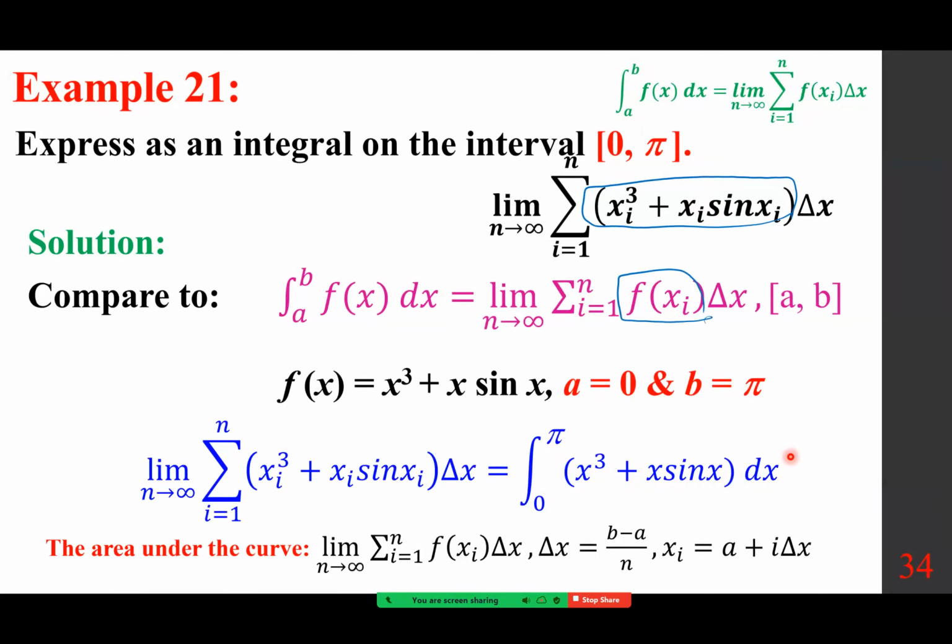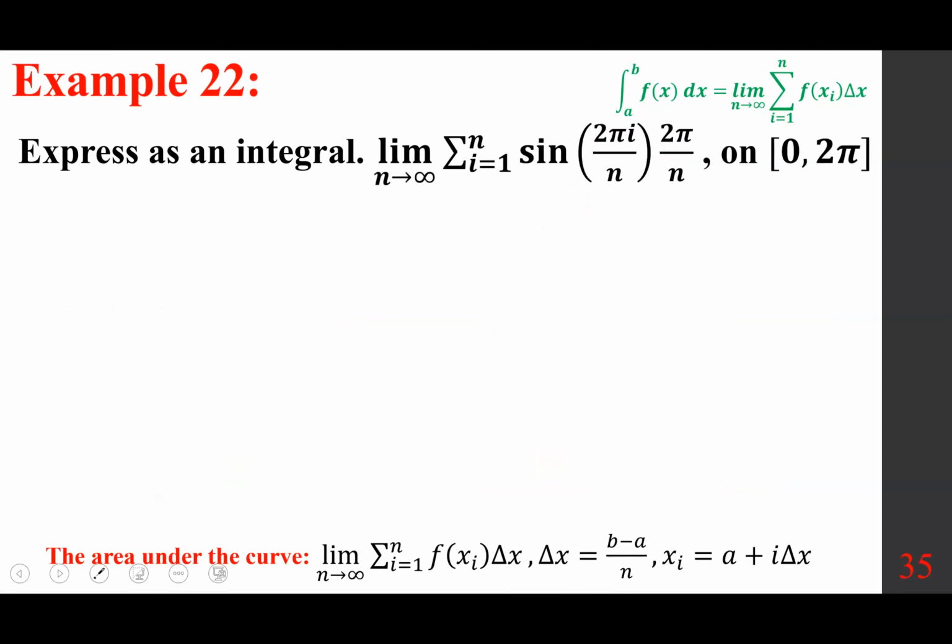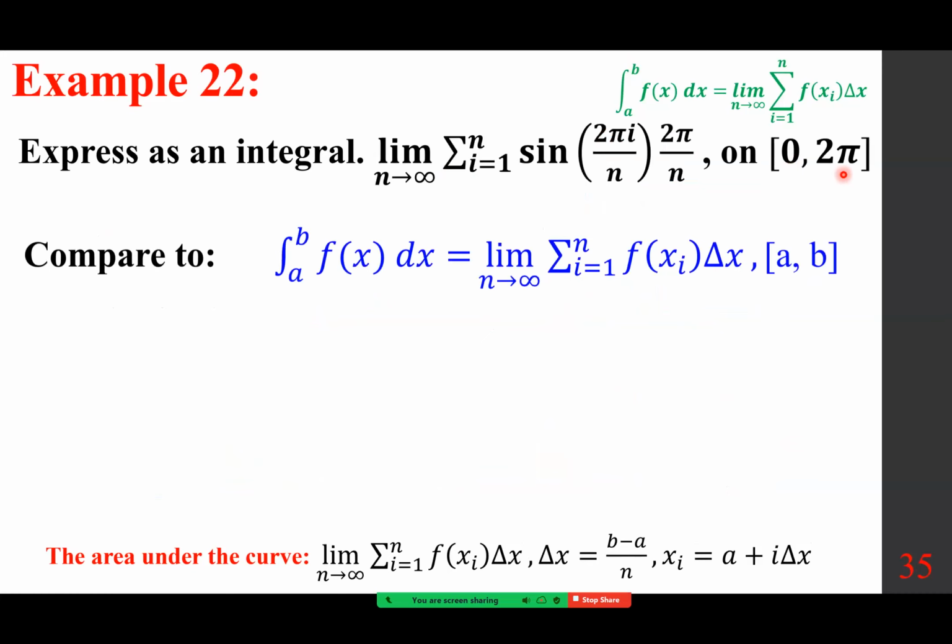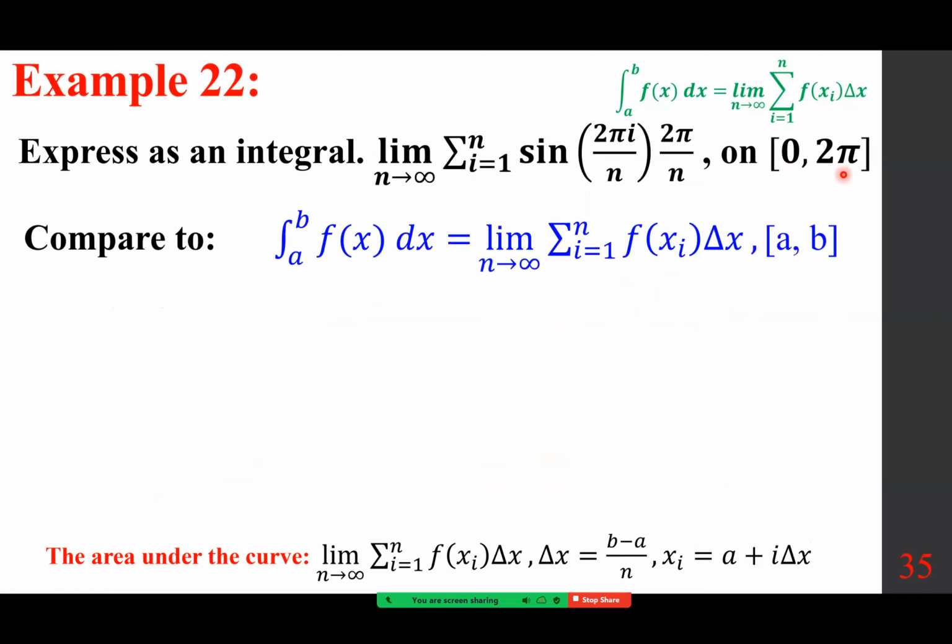So compare and come up with the answer. We want to express this as an integral on the interval from 0 to 2 pi. Obviously, this is a, this is b. And we are going to compare. So a, b.